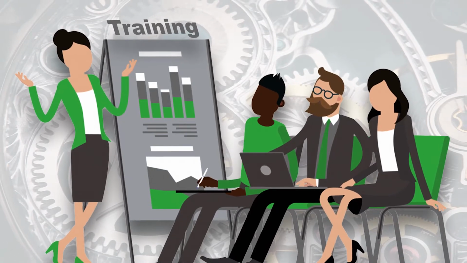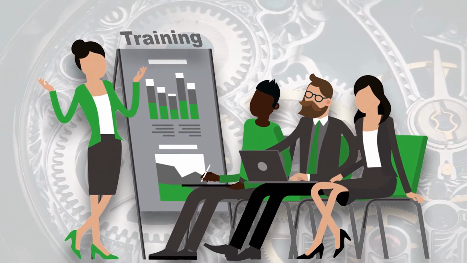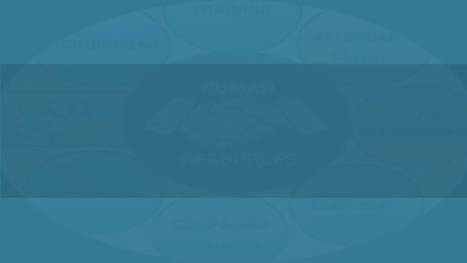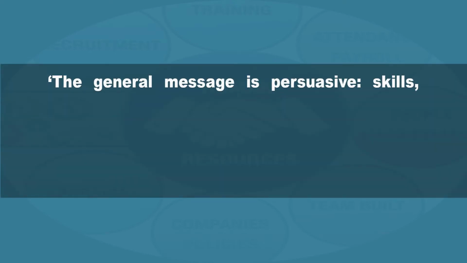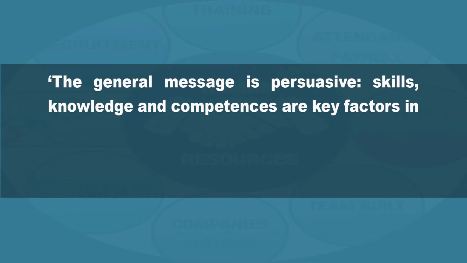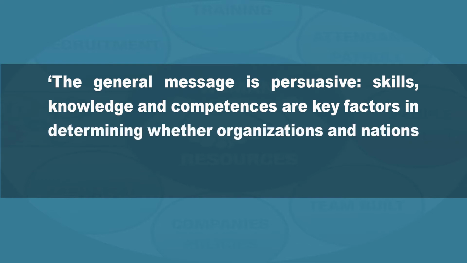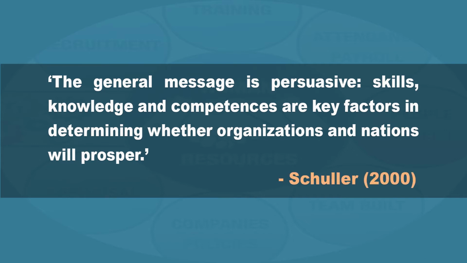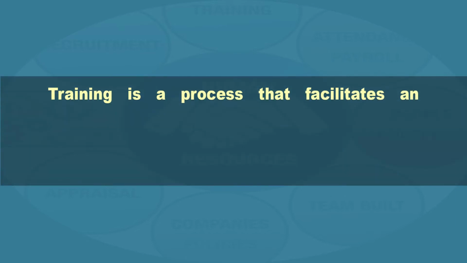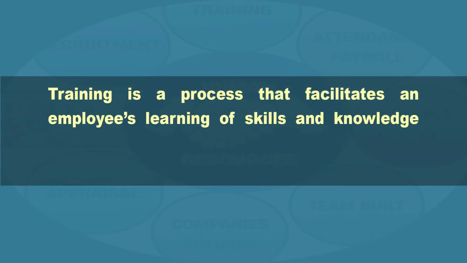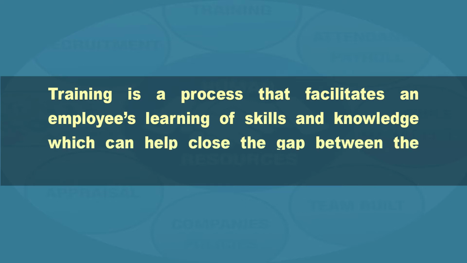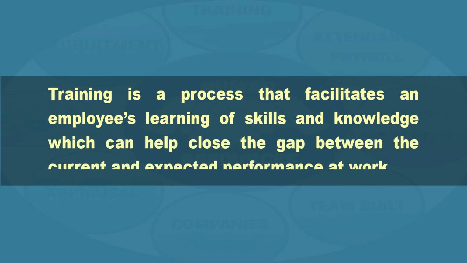Training helps to improve the performance and productivity within the organization and increases its flexibility, capacity to innovate, competence and knowledge. Schuler suggests that the general message is persuasive. Skills, knowledge and competences are key factors in determining whether organizations and nations will prosper. Training is a process that facilitates an employee's learning of skills and knowledge which can help close the gap between the current and expected performance at work.